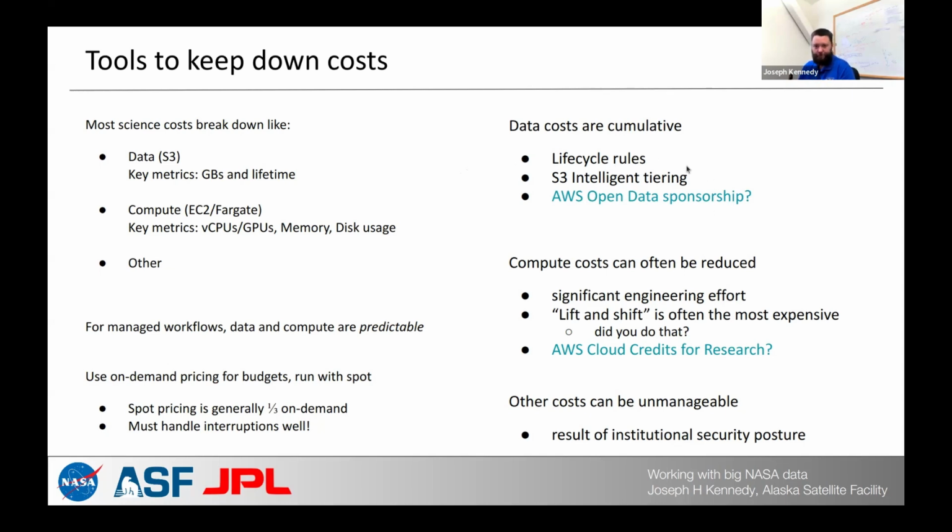And AWS sets up Intelligent-Tiering for all of their AWS open data buckets. So all of their data that they host and govern and set up themselves to provide to the community, they automatically turn Intelligent-Tiering on. This is what they use internally. So it's a very good option.